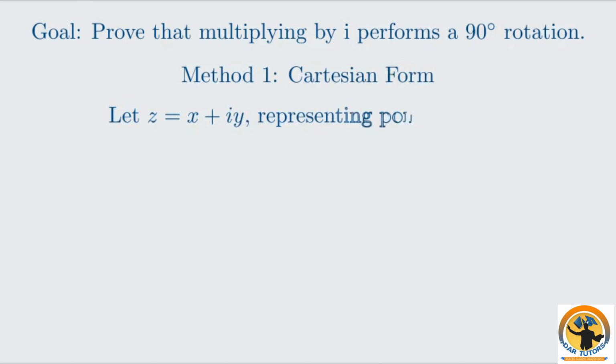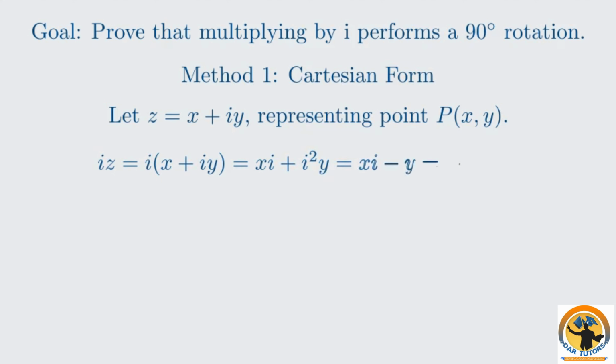Now, let's explore a very useful transformation: multiplication by i. Geometrically, what does this operation do to a complex number? Our objective is to prove that multiplying by i is equivalent to an anti-clockwise rotation of 90 degrees. We can prove this using two methods: Cartesian algebra and polar form. First, the Cartesian method. Let's take an arbitrary complex number z = x + iy. Multiplying by i, we get iz = i(x + iy), which equals xi + i squared y. Since i squared is -1, it simplifies to -y + xi.